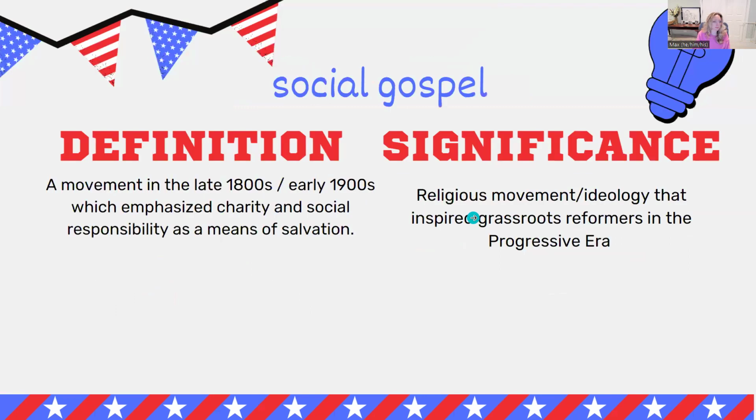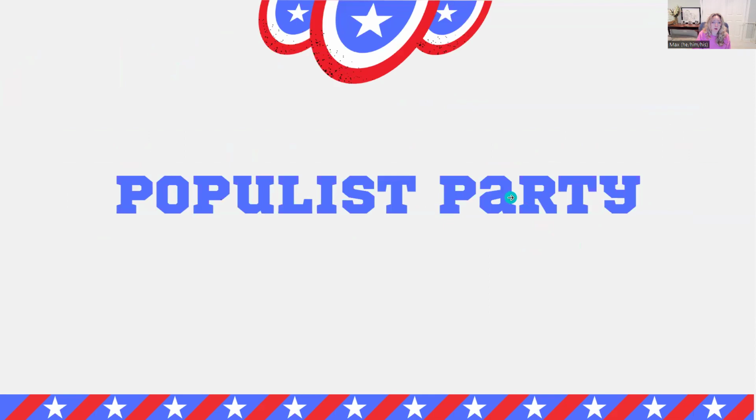Social gospel. A movement in the late 1800s, early 1900s, which emphasized charity and social responsibility as a means of salvation. Do not get this confused with the gospel of wealth, which was all about Andrew Carnegie saying that wealthy people have an obligation to use their wealth to improve society. Social gospel is a religious movement that created the Salvation Army. It's kind of just a continuation of the Second Great Awakening idea that Christian principles would lead you to want to better society. But this inspires a lot of the grassroots reformers in the progressive era, along with the Populist Party.